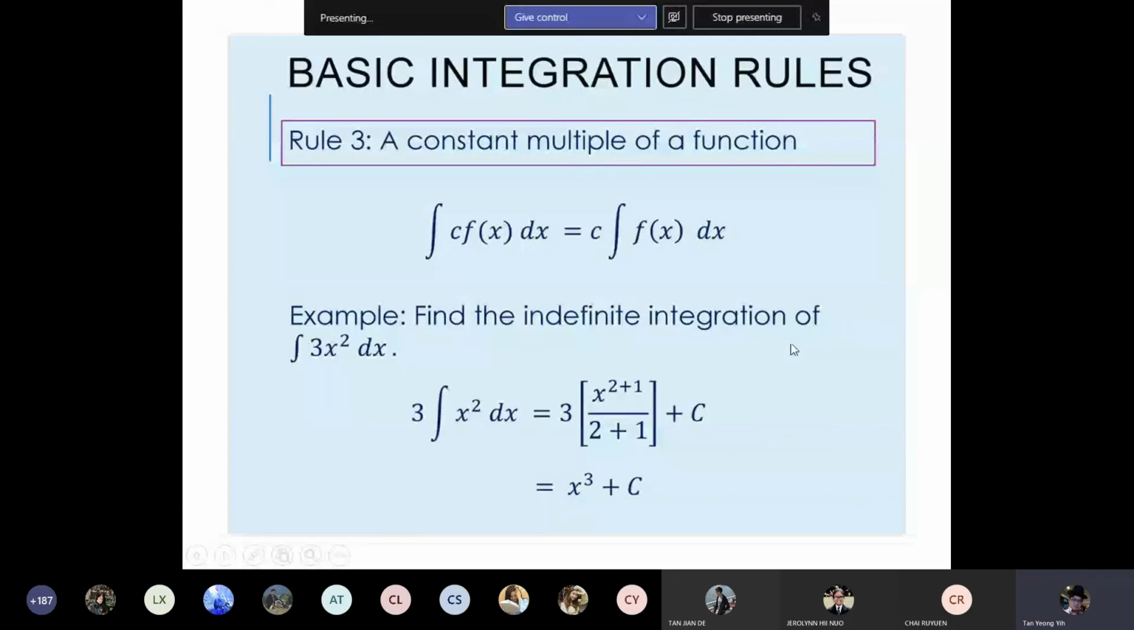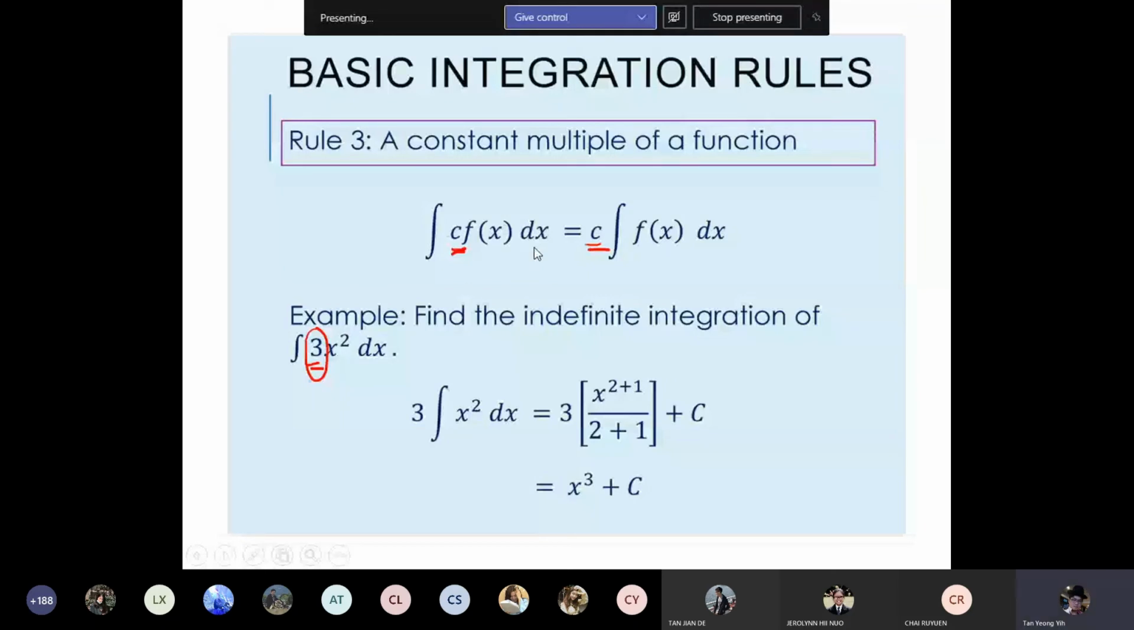Okay, so rule number 3. Now, if we have a number in front of the x, just like this, when we integrate, what do we do? Good news, just like the differentiation, we just put it aside. Do nothing for the integration, but later we are going to multiply it. So we just put it aside, and we integrate the x only.